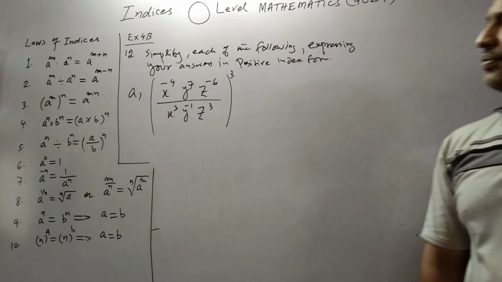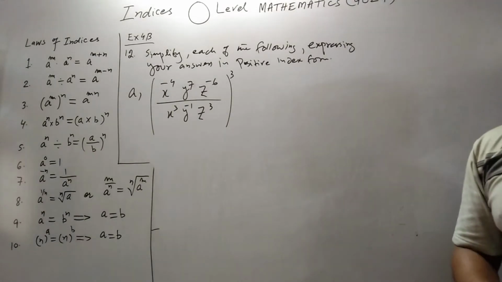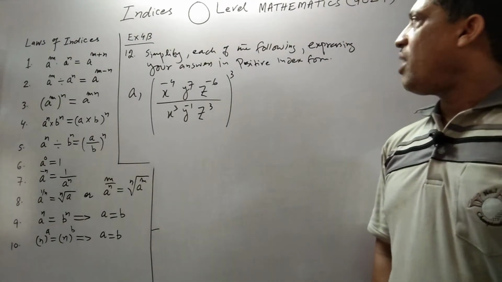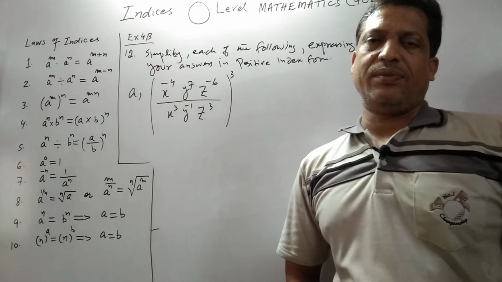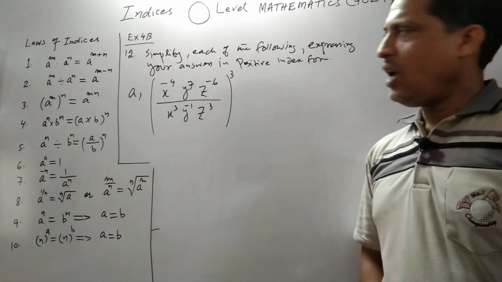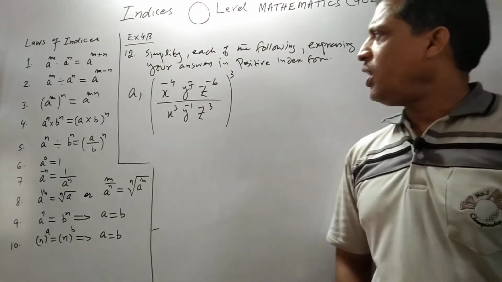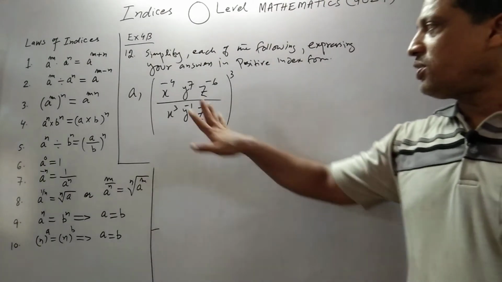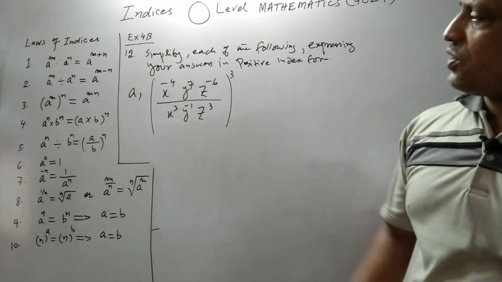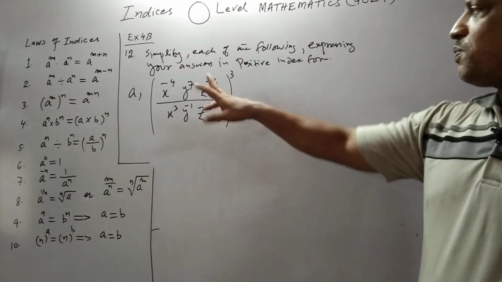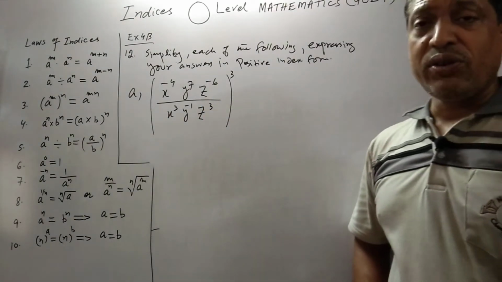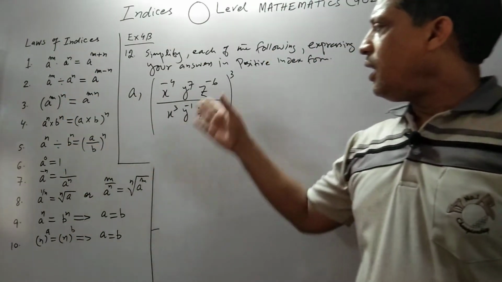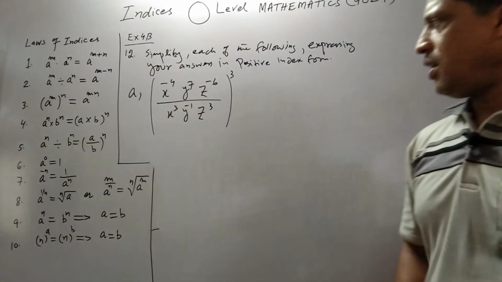This is our question. The requirement is simplify. Simplify means as small as possible. And the second requirement is to give the answer in positive index form. So the same requirement of question number 11 and 12 both, simplify and give your answer in positive index form. It's very easy. It looks difficult. First, if we see this question, if I am a student, what is this x minus 4, y 7, z minus 6? It looks difficult. But if you know laws of indices, this question is very easy.